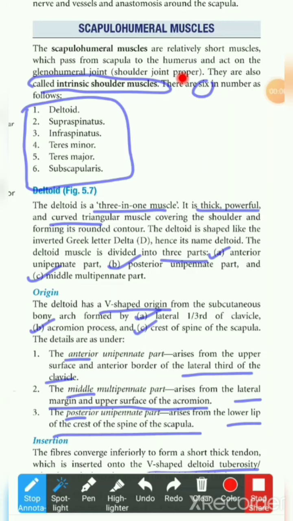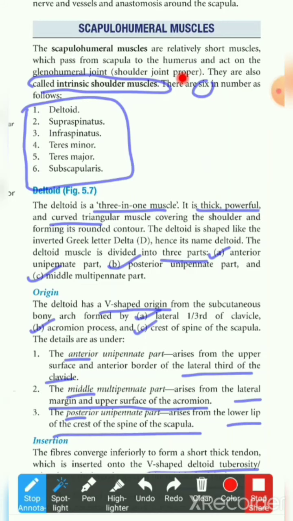Today we will discuss item number 4, the superficial muscles of the back scapular region. So let's start. There are 6 superficial muscles located in the scapular region: deltoid, supraspinatus, infraspinatus, teres minor, teres major, and subscapularis. These are called the intrinsic shoulder muscles. Now let's come to the deltoid.